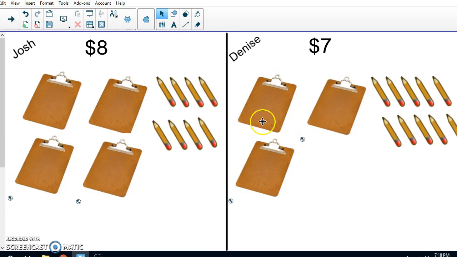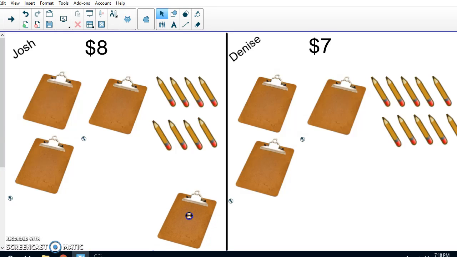And since Denise only has 3 clipboards, I only want Josh to have 3, so I'm going to pull one of them aside here for now. And Josh has 8, Denise has 10 pencils. Well, that means to make them equivalent, I need to take 2 of them away from Denise. So up top, we would accept that this would be a balance of 3 clipboards and 8 pencils each. Those should cost the same. But you'll notice the cost is not the same because of what's left over at the bottom.